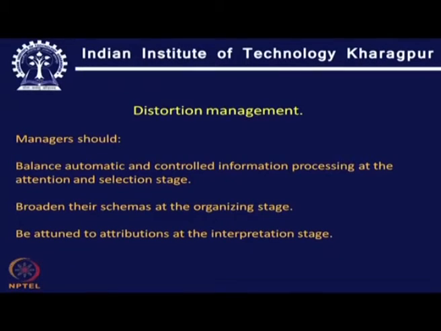available source of knowledge. Distortion management, what managers can do. Managers should balance automatic and controlled information processing at the attention and selection stage, broaden their schemas at the organizing stage, and be attuned to attribution at the interpretation stage. If you broaden your schemas, it will lead to fewer errors due to perceptual set, and you can focus on the novelty and negative effects of assimilation. These things will not be there, because when your schema is large, you can understand how to organize things under different schemas, and you can draw your correct interpretation.